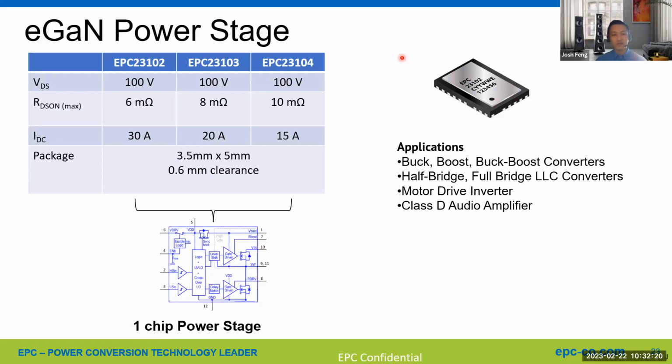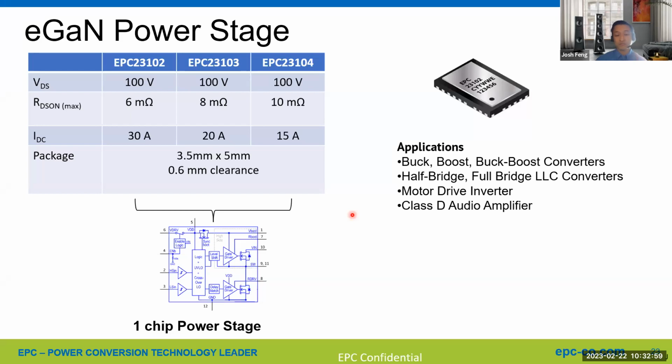Today we're releasing 100 volts. They come in different flavors, 6 milliohm all the way to 10 milliohm, addressing different output loadings. The target applications this product focuses on are the buck converter, boost converter, buck-boost converter, motor drive, as well as Class D audio amplifier. Essentially, what's inside is a gate driver together with two integrated GaN devices, all in one package of about 3.5 by 5 millimeters.